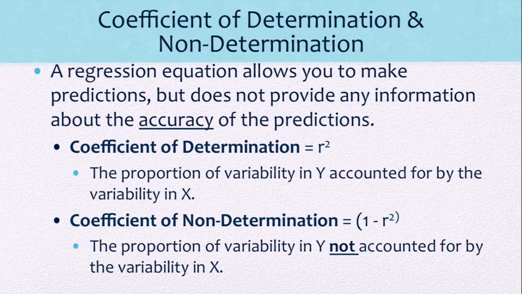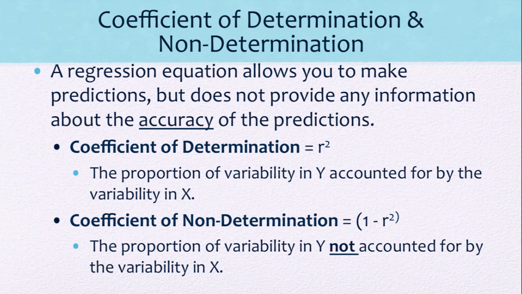A regression equation allows you to make predictions, but what it doesn't do is provide any information about the accuracy of the predictions. And so the coefficient of determination is r squared, and r squared is the proportion of variability in y accounted for by the variability in x. Kind of similar to the effect size eta squared that we looked at when we talked about ANOVAs. And the coefficient of non-determination is 1 minus r squared. And this is the proportion of variability in y not accounted for by the variability in x.